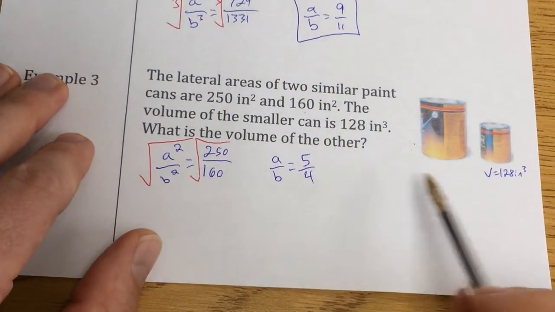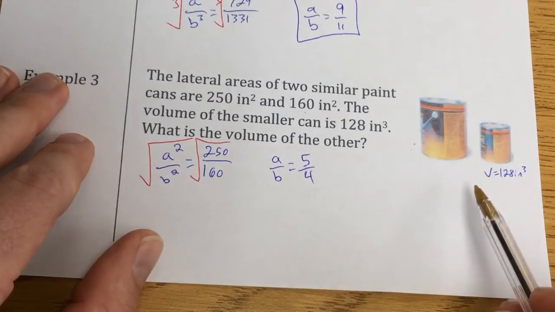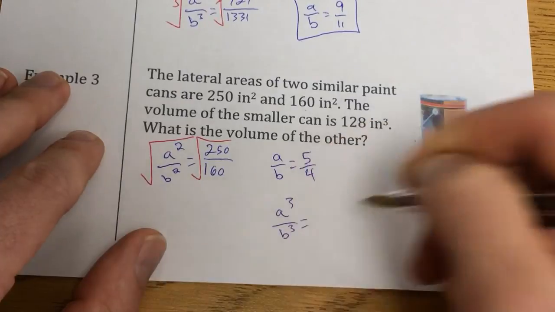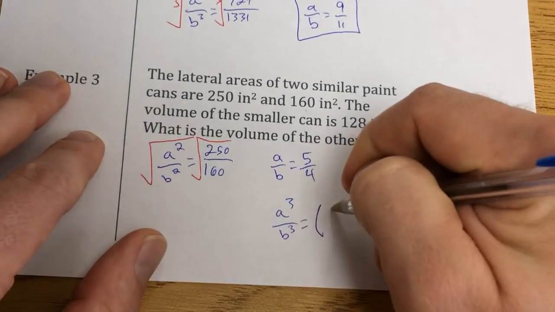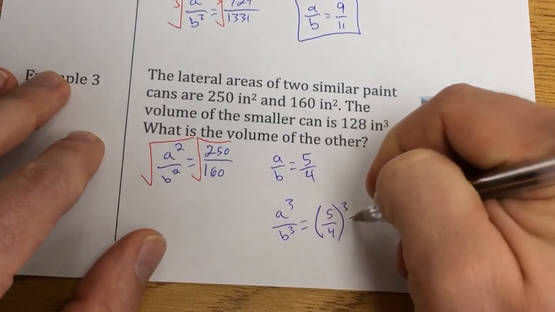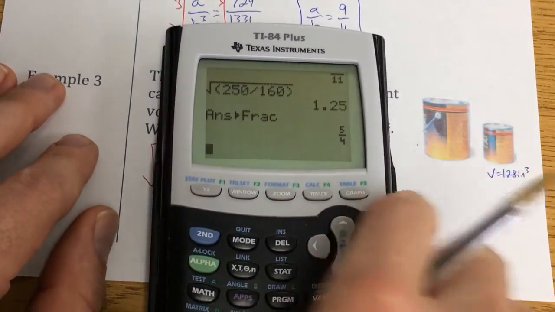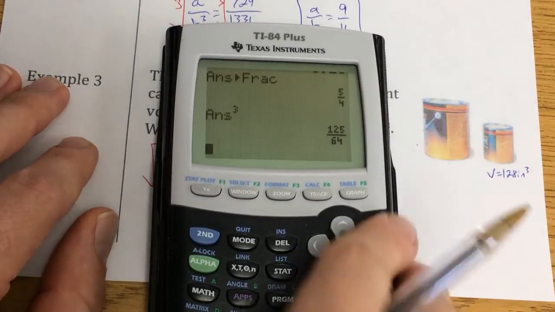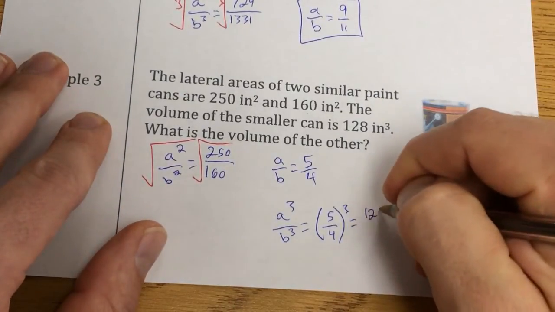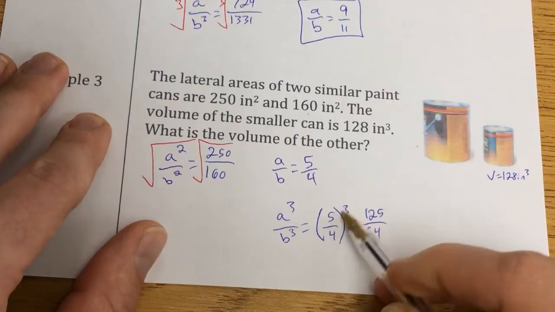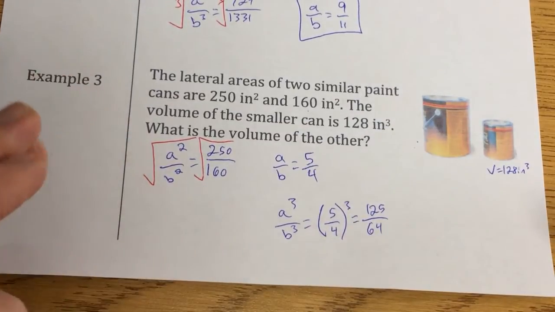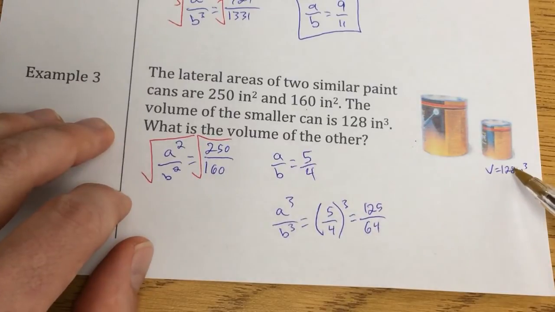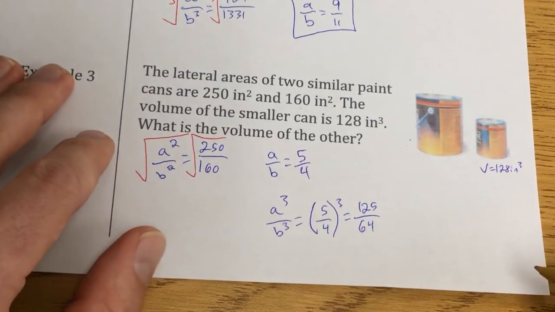Okay, I cannot use that to find the new volume yet. Like I said, I need to find out what is my a cubed over b cubed. So I've got to take the 5/4 and cube it. So back over here, take the cube of that. That's going to give me 125 over 64. And as we know, 5 cubed is 125 and 4 cubed is 64. So this is the ratio then of my volumes. I can use that with my smaller volume to find the bigger volume.